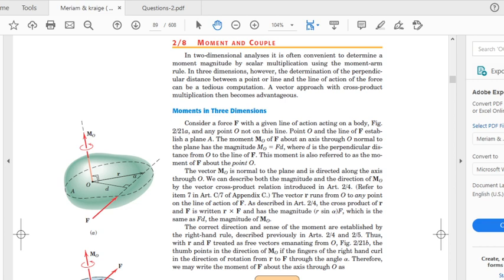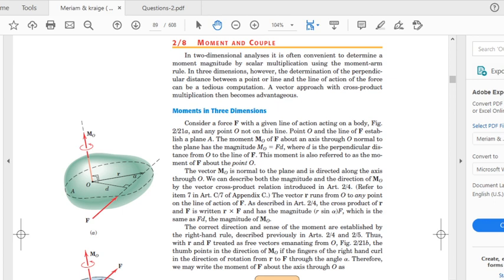This is our new topic, moment and couple. Now the basic calculation remains the same. In three dimensions, when we are calculating the moment produced by a force, it is very strongly recommended that you use vectors, because in 3D, when we calculate the moment produced by a force about any point, it is going to have three components. Moment will be having a component about x-axis, about y-axis, and z-axis.